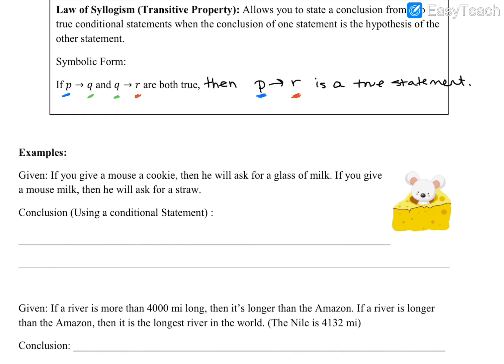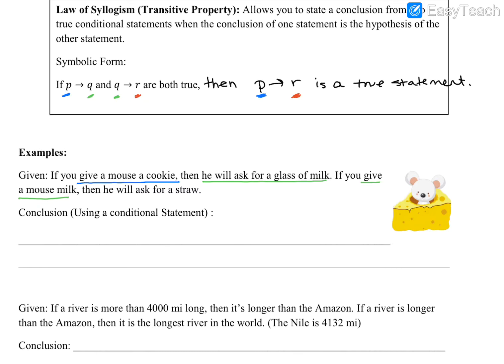So I'm going to start with highlighting my hypothesis here. If you give a mouse a cookie, so that's my first hypothesis. My conclusion there is he will ask for a glass of milk. If you give a mouse milk, now since that's the same as the green before, I am going to highlight that also, because asking for a glass of milk, giving a glass of milk, we're going to pretend it's all the same. You guys are very familiar with this book, so I just wanted to show you those couple things.